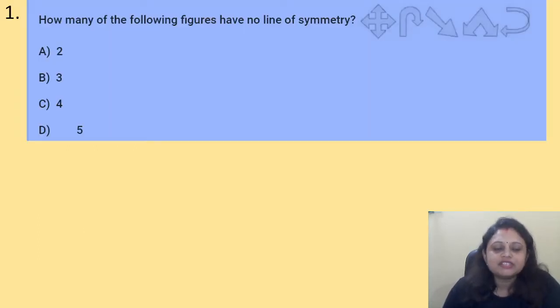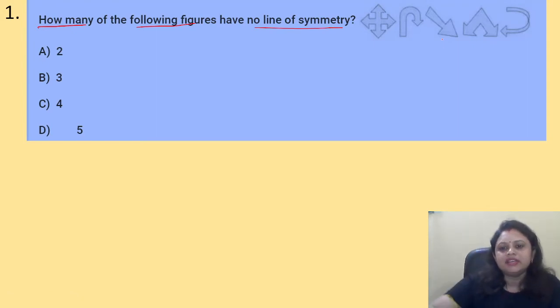Our first question, how many of the following figures have no line of symmetry? Option A 2, B 3, C 4, D 5. So in the question, it is given that how many of the following figures. So we have some figures here. Okay. So how many of the following figures have no line of symmetry?